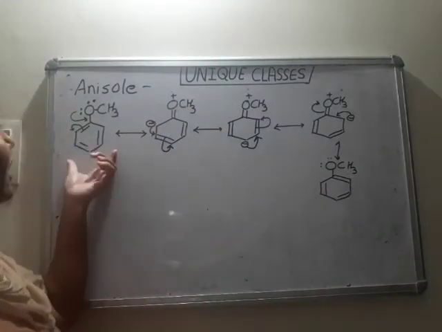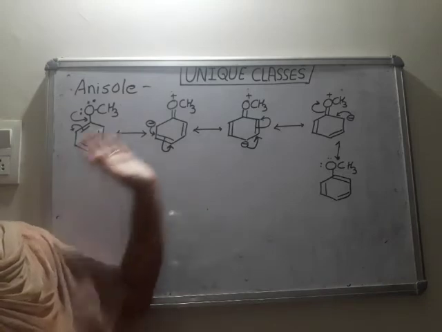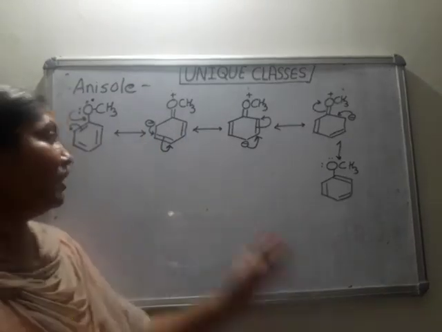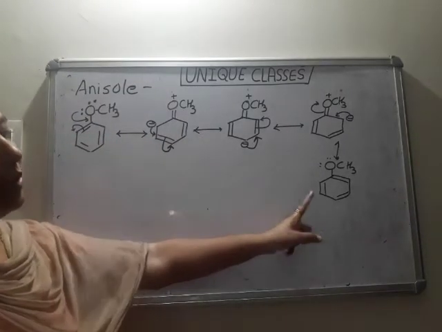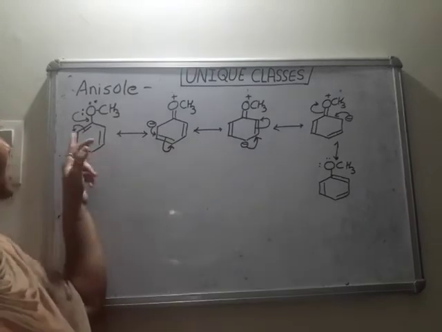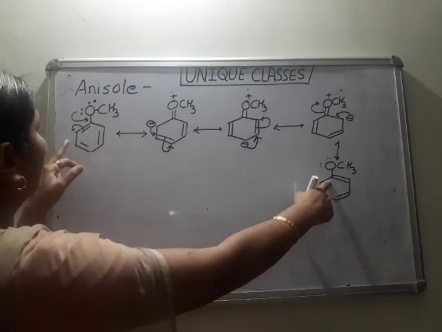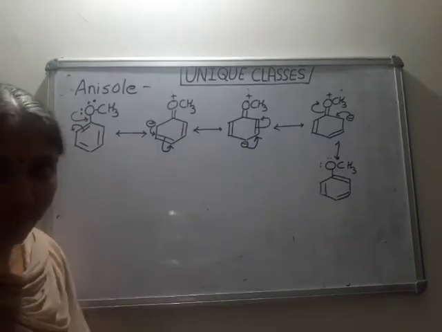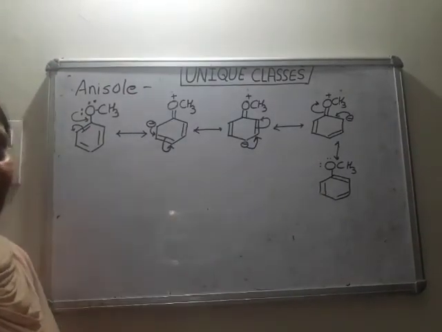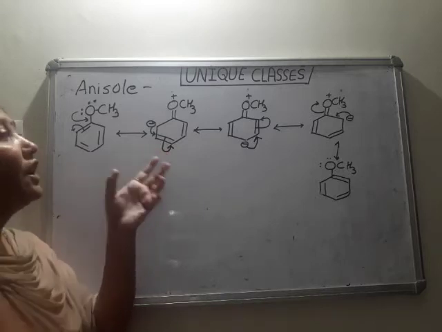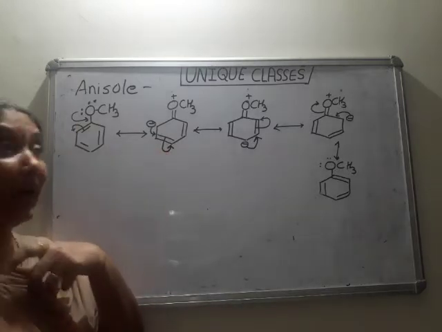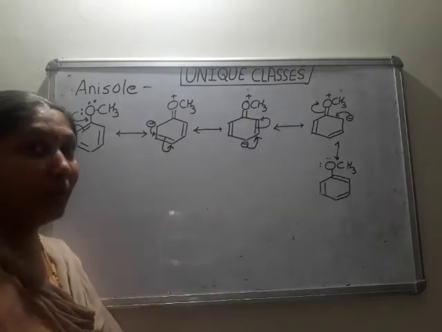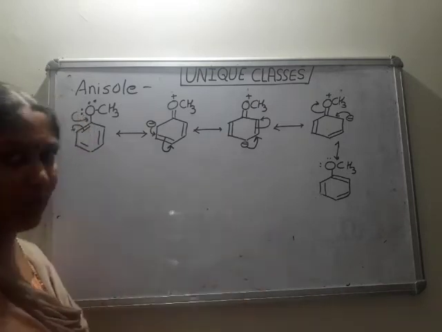If we compare first and last structure, all bonds have been shuffled. Single bond becomes double and double bond becomes single. See here double, here it is single. Single becomes double, double, single, and so on. Okay. So resonance stabilization. See, now when this anisole reacts with some reagent, say it's halogenation reaction.